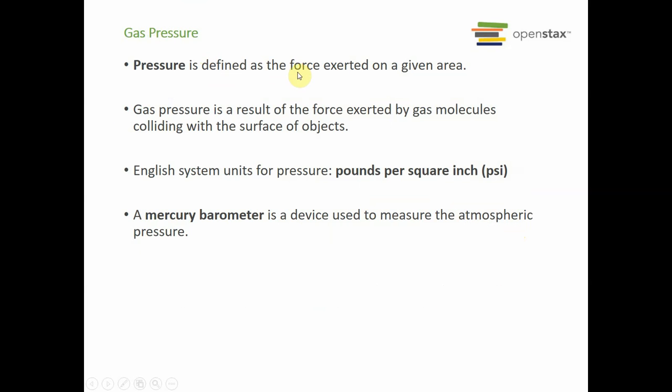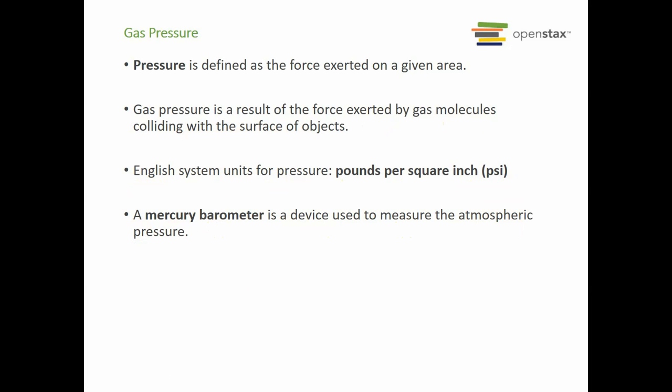Pressure is defined as the force exerted on a given area. Gas pressure is a result of the forces exerted by gas molecules colliding with the surface of objects. The English system for pressure is pounds per square inch, or PSI. A mercury barometer is a device used to measure the atmospheric pressure.